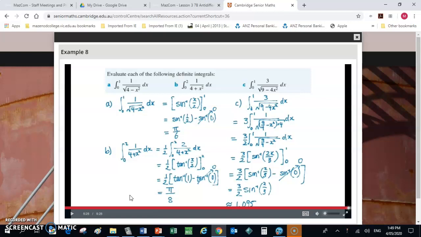Now, it's really, really important that you understand and look at the different formats. You have to be able to recognize what gives you a sine inverse, what gives you a cos inverse, what gives you a tan inverse. And with lots and lots of practice, you should be able to do this very, very quickly.